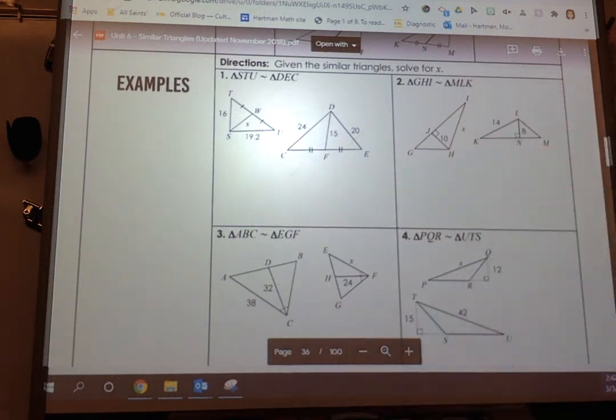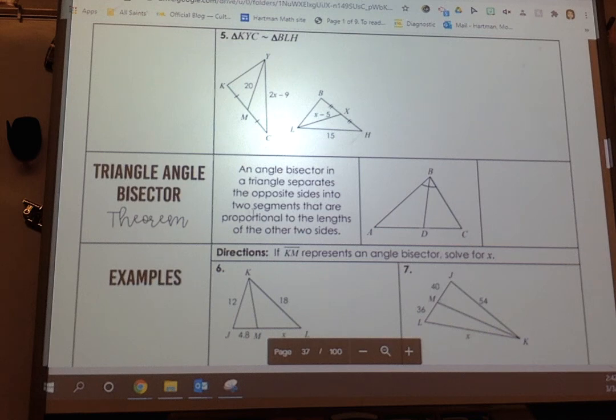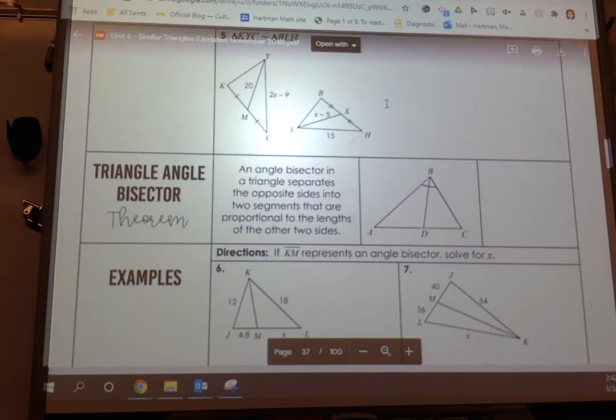All right, let's flip that over and look at, and again, you're going to set number 5 up the same way.